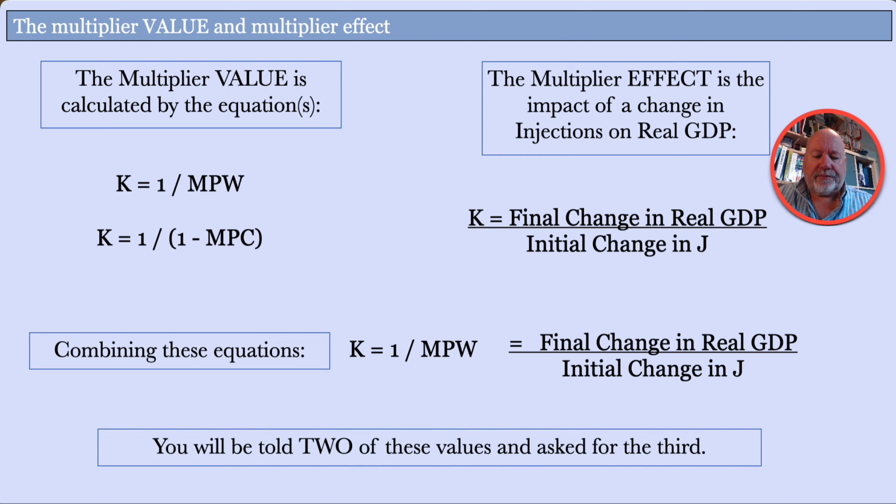Now, you might in the exam, in multiple choice work, be told two of these values. So you've got MPW, change in real GDP, initial change in injections. You might be told two of those, and then you've got to work out the third one. That tends to be what the examiner does.